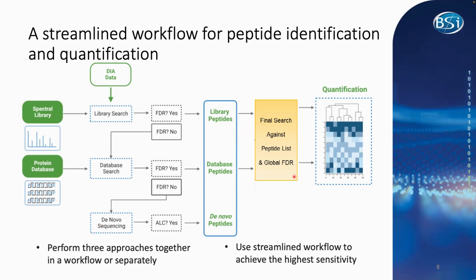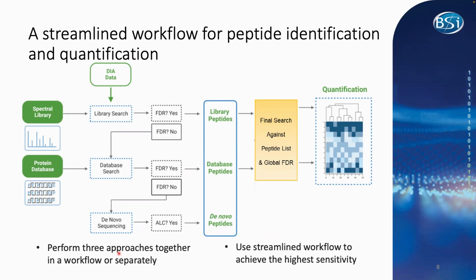And in the end, a list of peptides identified by the spectral library search and database search are used to build a new library. And the final search of the whole dataset is performed against this new library. By doing this, a unified global FDR is used to reconfirm the identified peptides to ensure peptide identification accuracy. This is how peptides are identified in the streamlined workflow using PEAKS 11.